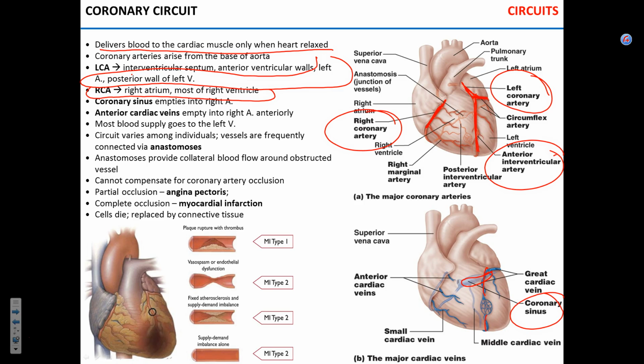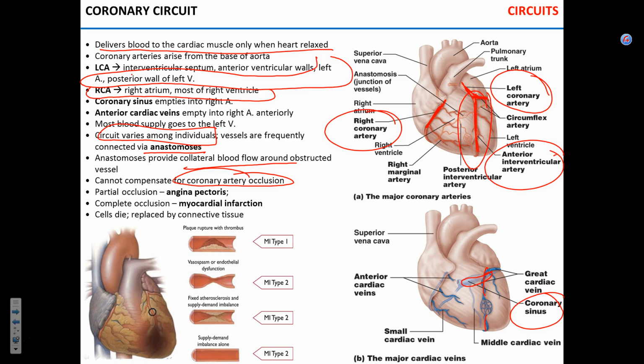The pattern of coronary circuit is different between different people because vessels are often connected to each other by anastomosis. Remember connections between blood vessels called anastomosis? Anastomosis provide so-called collateral blood flow pathway. So if you have an obstruction of a small coronary vessel, anastomosis will allow the blood to go around. This doesn't work for large arteries. If there is an obstruction of the anterior interventricular artery, that means a massive cardiac event. Does that make sense? Coronary artery occlusion is a huge cardiac event.